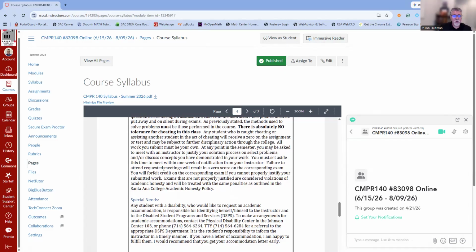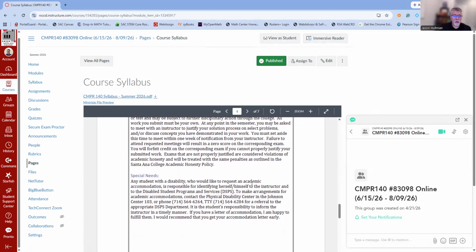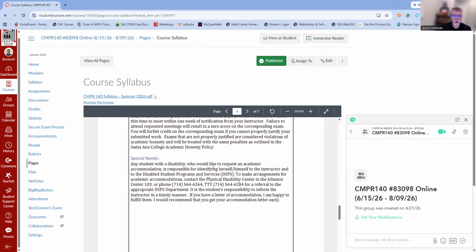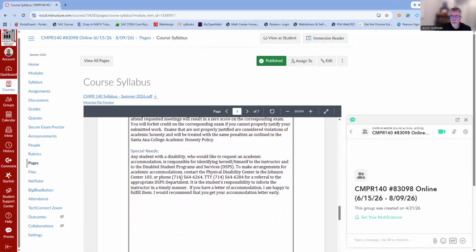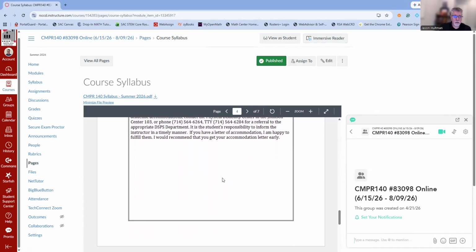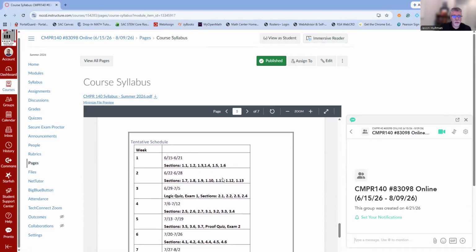Failure to attend requested meetings will result in a 0 score on the corresponding exam or assignment. You will forfeit credit on the corresponding exam if you cannot properly justify your submitted work. Exams that are not properly justified are considered violations of academic honesty and will be treated with the same penalties as outlined in the Santa Ana College Academic Honesty Policy. If you have special needs, please let me know. The special needs information is here in the syllabus if you need some sort of accommodation.